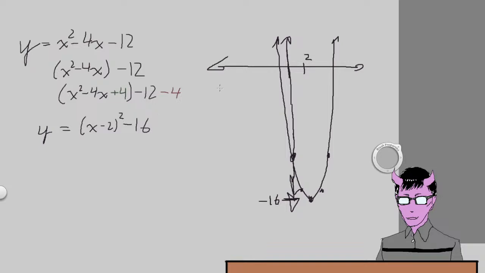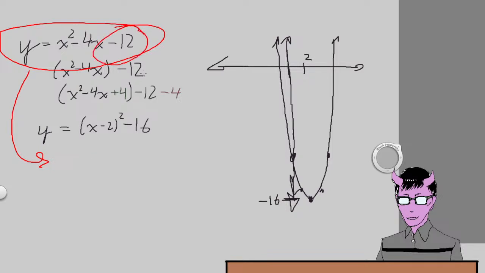We can now also graph using x-intercepts, but we gotta factorize this. So how do you factorize x squared minus 4x minus 12? Again, factors of 12 that sum to be negative 4. x minus 6, and then x plus 2.